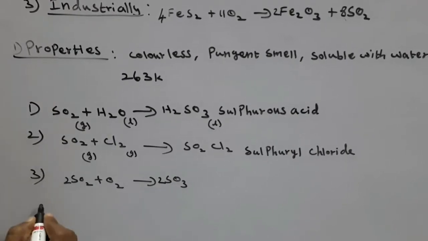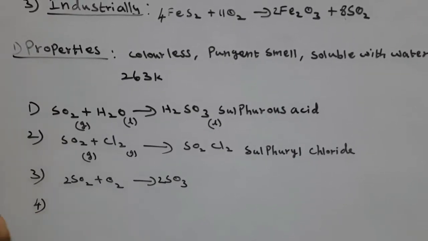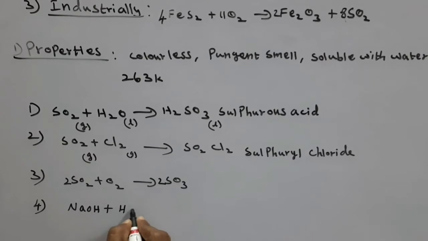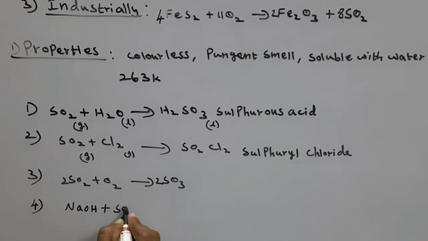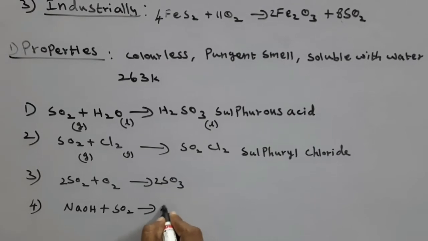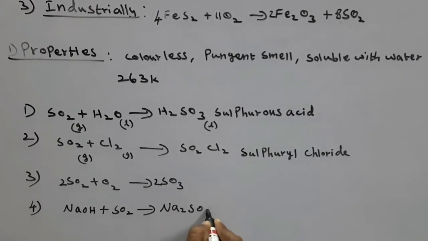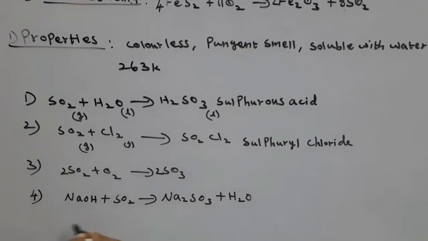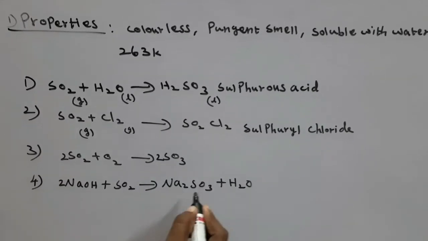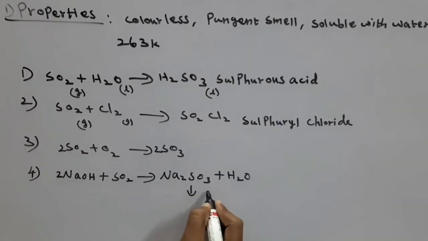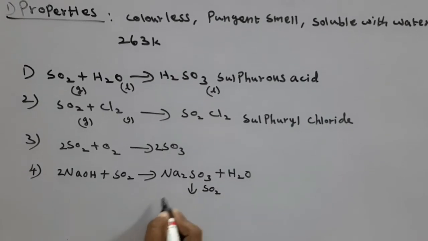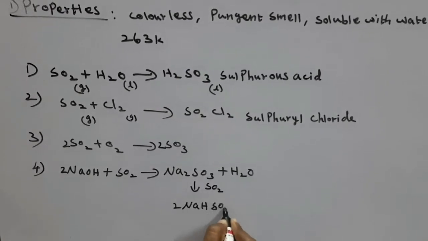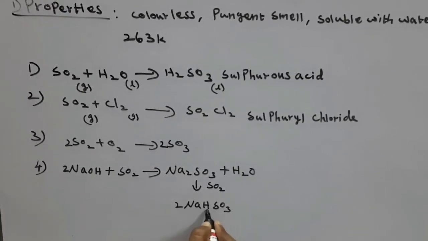In the fourth one, it easily reacts with alkali, meaning sodium hydroxide. In the presence of SO2 this produces Na2SO3 plus H2O, sodium sulfite. This sodium sulfite reacts with excess sulfur dioxide to produce 2NaHSO3, sodium hydrogen sulfite.